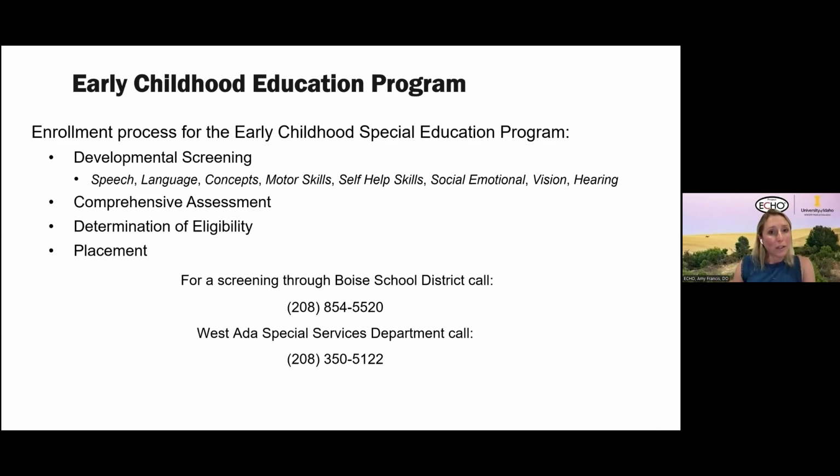So there is an enrollment process for early childhood education programs. It starts with a developmental screening. They're going to look at the different areas of development and learning. They'll complete a comprehensive assessment, determine eligibility, and then determine placement. So for our kiddos who are starting an early childhood program or developmental preschool, there are different classroom placement options for them, and they will try to find the most appropriate classroom setting for that child. I put the phone numbers on there for both the Boise School District and West Ada School District. It's really easy to just call and schedule an early childhood evaluation. Next slide.